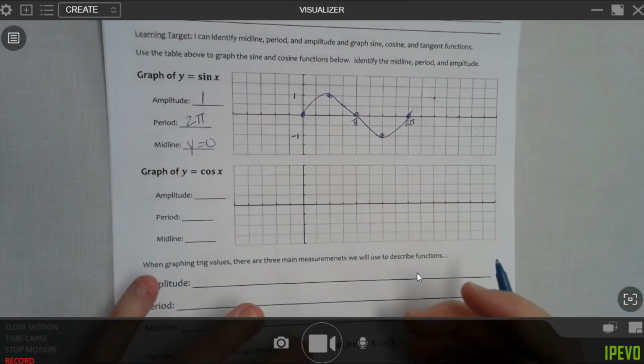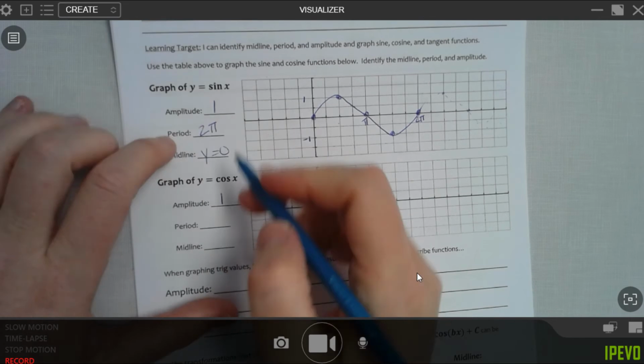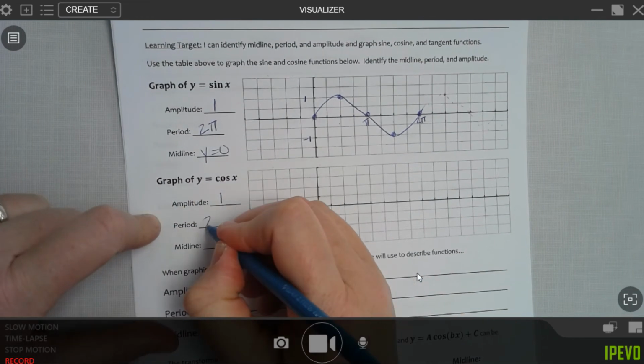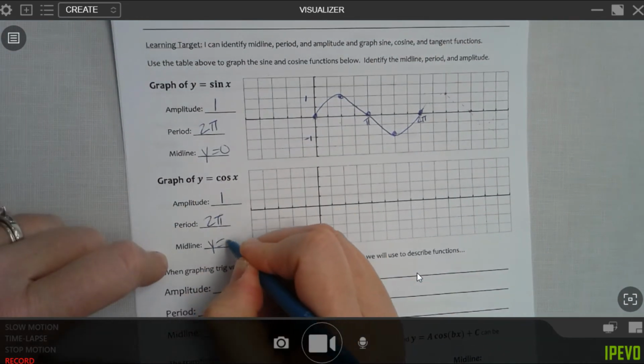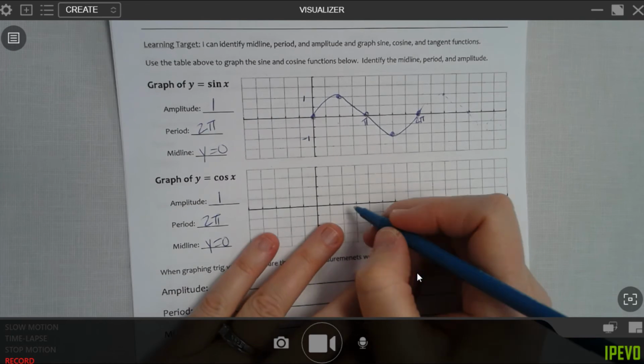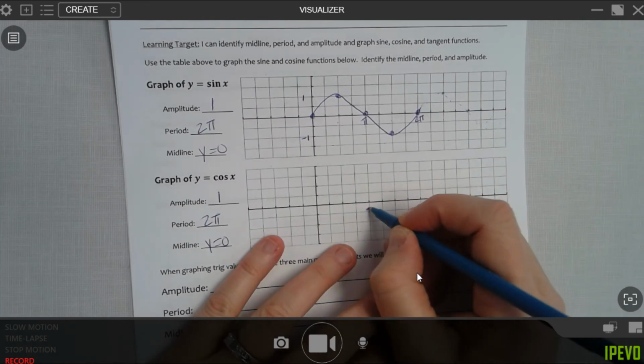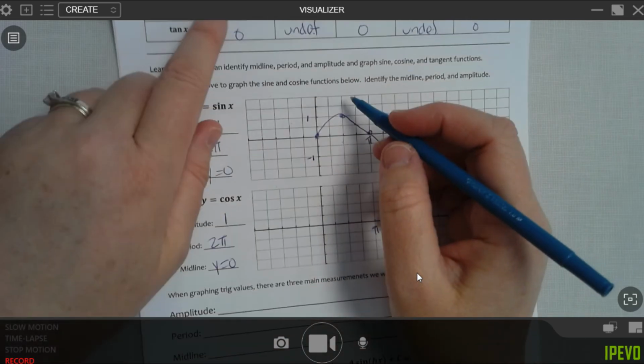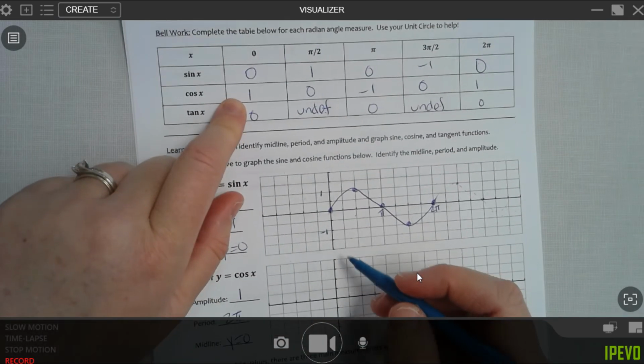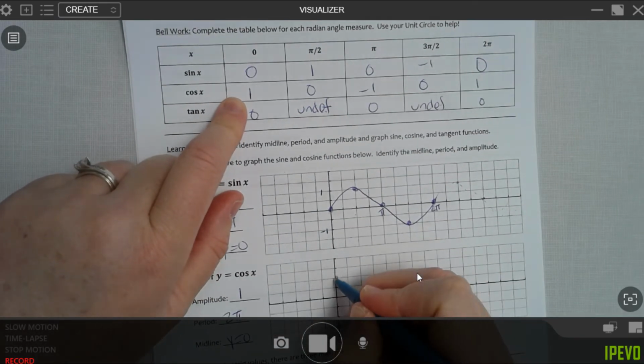So cosine also has an amplitude of 1 because there's no number. Our period in standard form is 2 pi, and our midline is 0 because there's no up and down movement. So these are going to have the same markings. The 8th mark will get a 2 pi. My 4th mark will get a pi. And I'm going to plot these dots right here. So at 0, I'm up at 1.